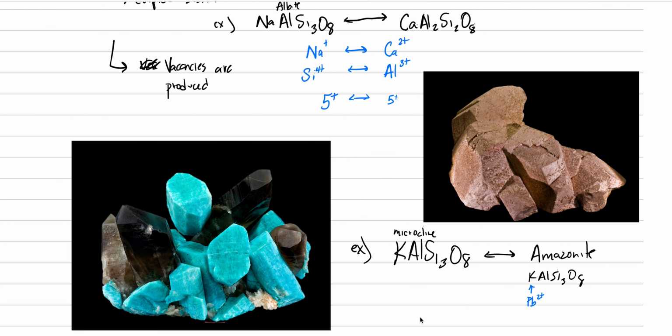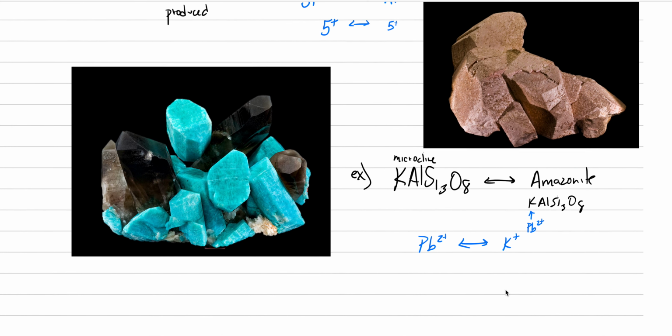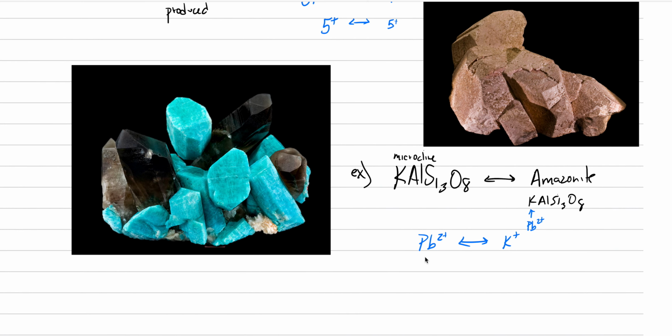When you have that Pb2+ exchanging for a K1+, then the thing that has to get left behind is the lead will create a vacancy. I'll just put it like a dotted line with a V on the inside, and that has to be exchanged with another K+. So that over here we have 2+, and over here we have 2+. So amazonite has this stunning bluish green color because of trace Pb2+ and vacancies.